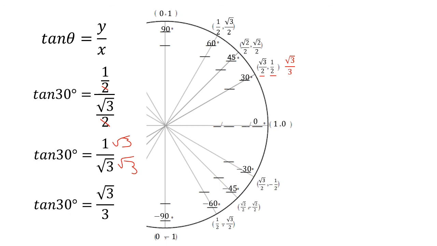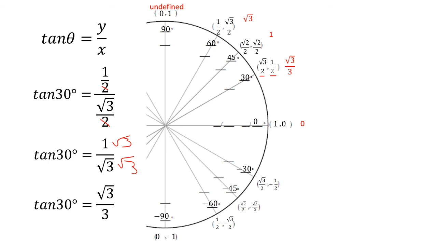So just, you can try to get them on your own and make sure that you're doing it the right way. For 45 degrees, we have 1. For 60 degrees, we have root 3. At 0 degrees, we get 0 over 1, which is 0. And at 90 degrees, we get undefined because we're dividing by 0. Y over x would be 1 divided by 0, which is undefined.